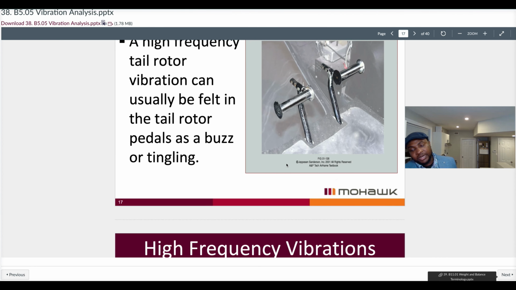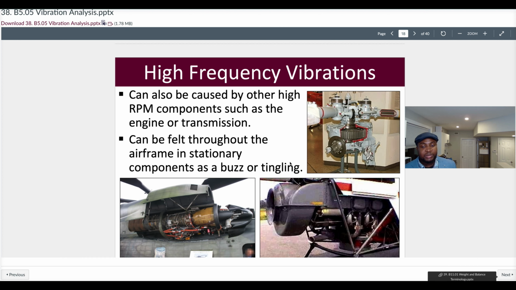High frequency vibrations can be caused by other high RPM components such as the engine or transmission, and can be felt through the airframe in stationary components as a buzz or tingling. This is how the vibration is felt.